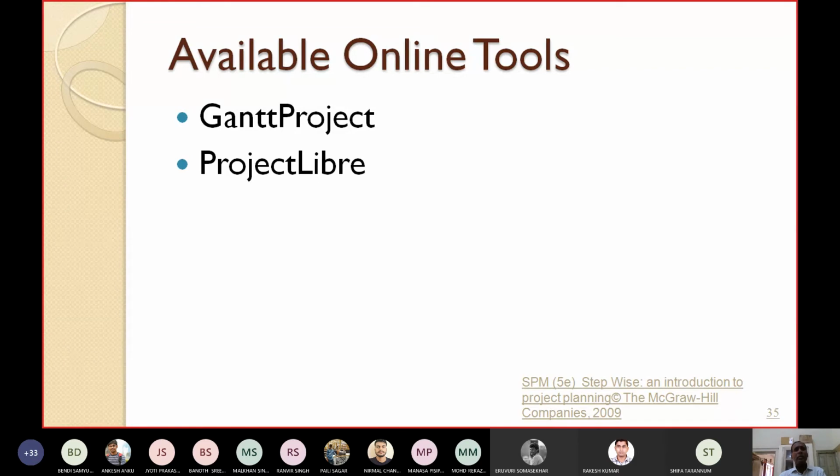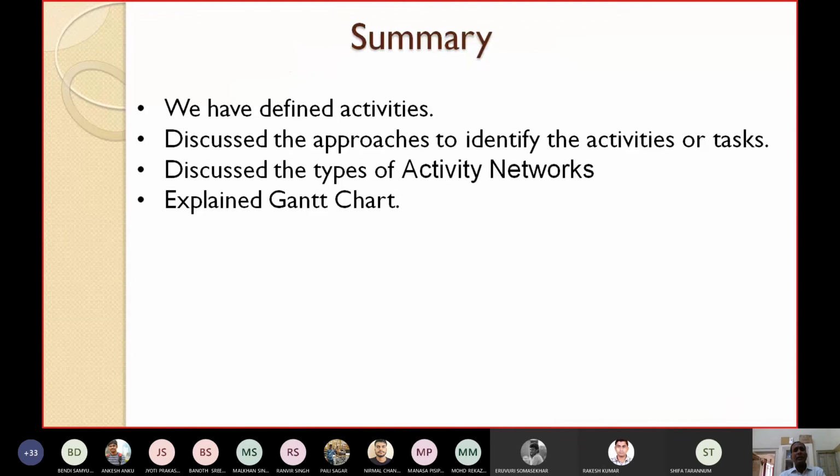Today we have defined the various activities and how these activities can be represented. We have discussed the approaches to identify the activities or tasks. Three approaches we have seen: first, activity based, where you use WBS; next, product based, where you use PBS; and another is the hybrid approach. We have also discussed the types of activity networks: activity on edge or arrow networks, and activity on node networks.